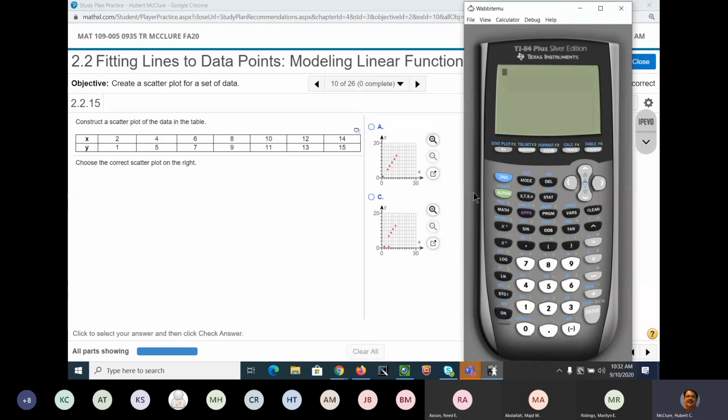For those of you that don't know, and I don't know how many of you were on the calculator drill team in high school or were not on the calculator drill team, hit Stat and Edit, Enter. And there is your spreadsheet. And now you just type X in: 2, 4, 6, 8, 10, 12, 14. Now you type in Y: 1, 5, 7, 9, 11, 13, and 15.